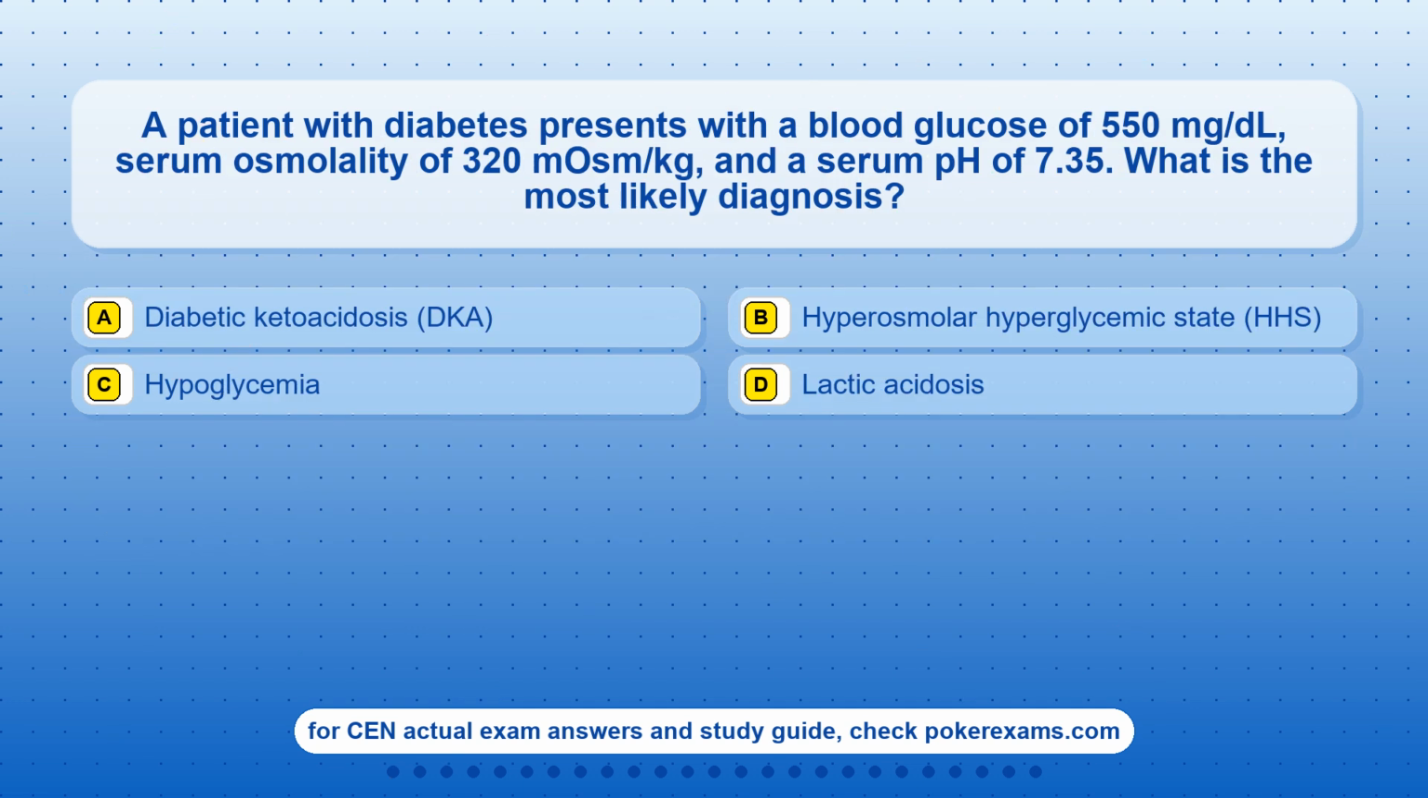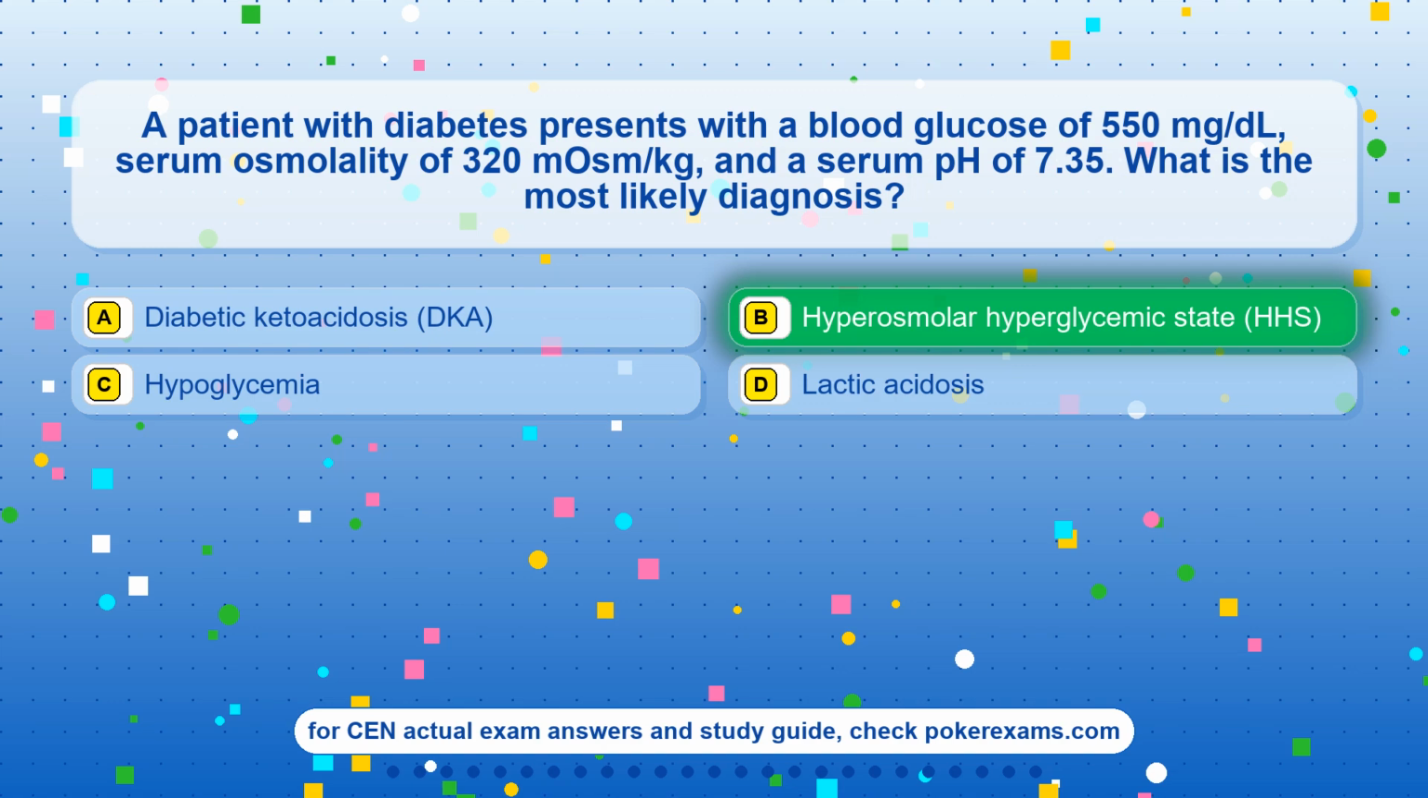Question 8. A patient with diabetes presents with a blood glucose of 550 mg/dL, serum osmolality of 320 mOsm/kg, and a serum pH of 7.35. What is the most likely diagnosis? Option A, diabetic ketoacidosis, DKA. Option B, hyperosmolar hyperglycemic state, HHS. Option C, hypoglycemia. Option D, lactic acidosis.